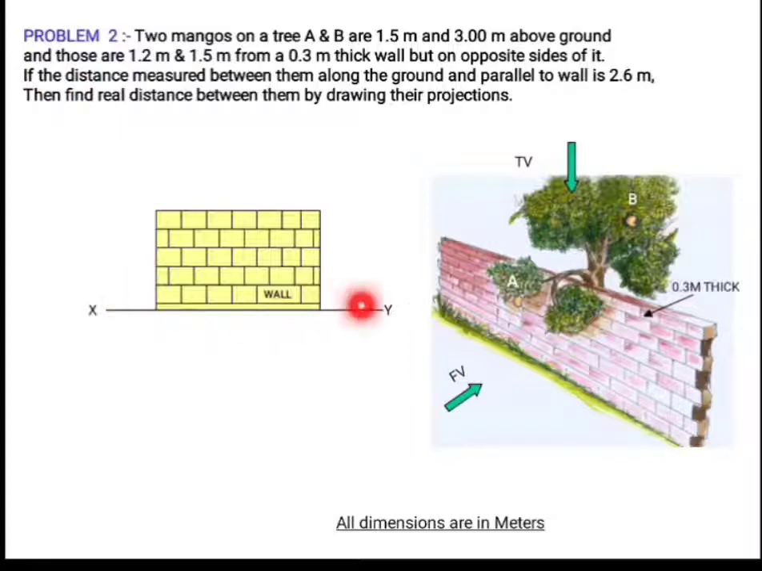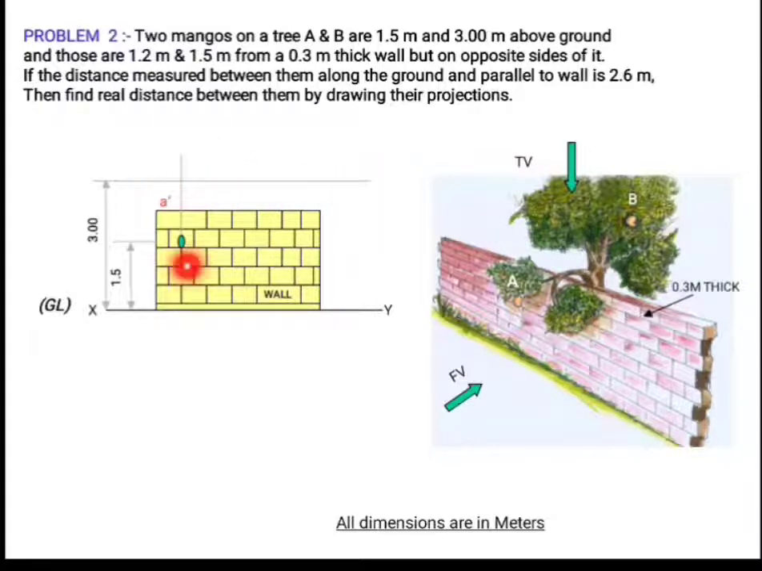So from the XY line we can mark point A at a height of 1.5 meter. That is, from the ground I am marking 1.5 meter in a suitable scale and locating the point A dash. Now the point B is 3 meter above the ground. This line, which is 3 meter above the XY line, will be the locus line for B, but we don't know exactly what is the position of B.